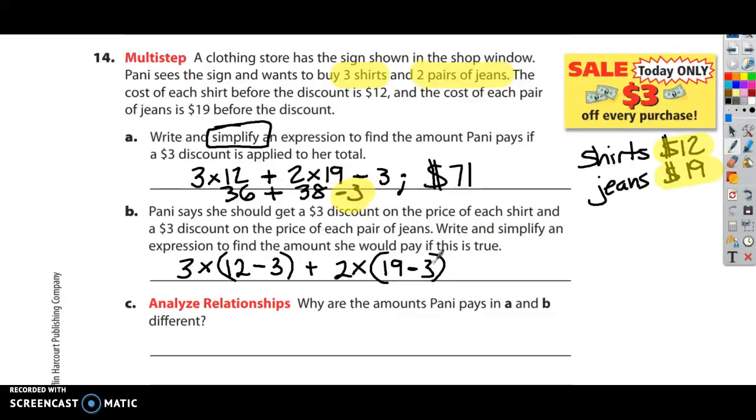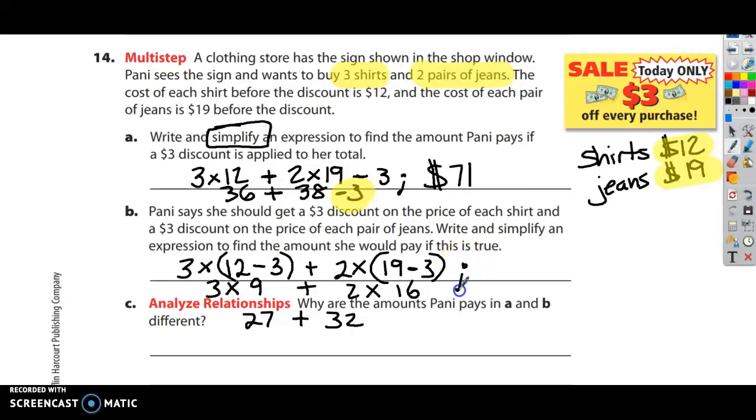Now let's go solve. Well, we do parentheses first. 12 minus 3 is 9. And then I'm going to do 9 times 3, and that's going to be 27. 19 minus 3 is 16. I don't need the parentheses. And 16 times 2 is 32. So now I'm going to do 3 times 9, that's 27. I'm going to do it right here. I'll erase this in a minute. And then 2 times 16 is 32.